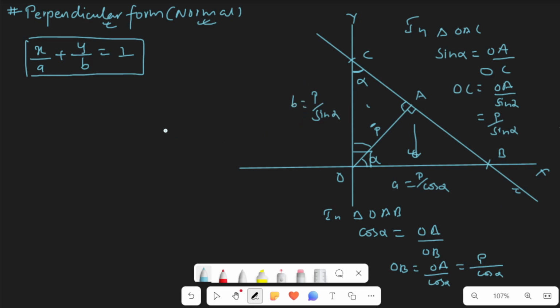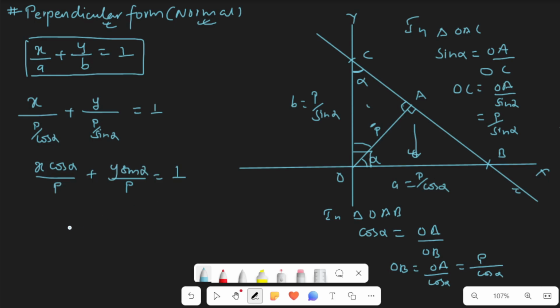This is our y-intercept. Now we find the equation by substituting the x-intercept and y-intercept: x divided by P by cos alpha plus y divided by P by sin alpha equals 1. So this comes out to be x cos alpha by P plus y sin alpha by P equals 1. And ultimately, x cos alpha plus y sin alpha equals P. So this is the perpendicular form. Where is it useful? It is useful to find the perpendicular length.